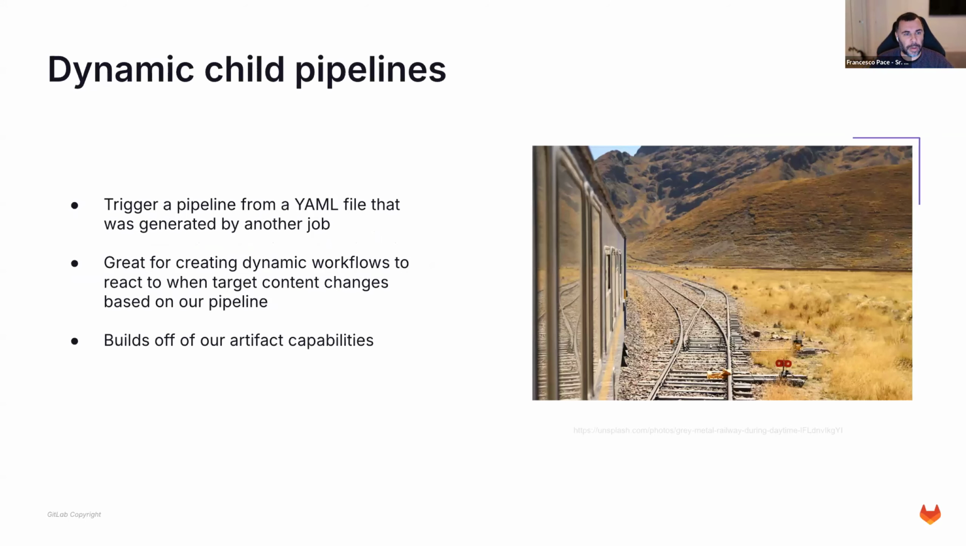So what are dynamic child pipelines? They trigger a pipeline from a YAML file that was generated by another job. So in a job, you will create the pipeline, and in another, you will trigger that pipeline. They are great for creating dynamic workflows to react to changes in target content based on our pipeline. And they are built on our artifact capabilities.